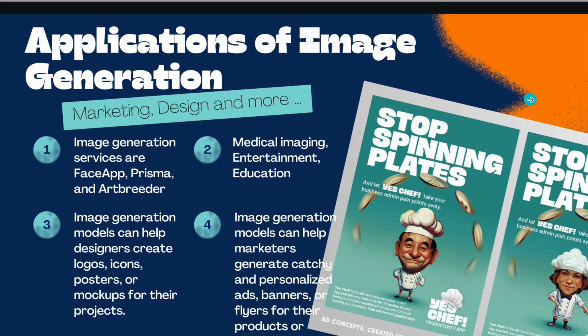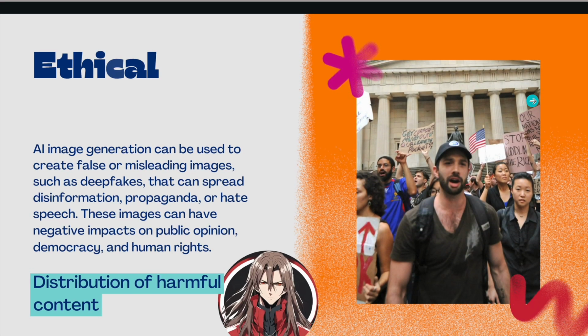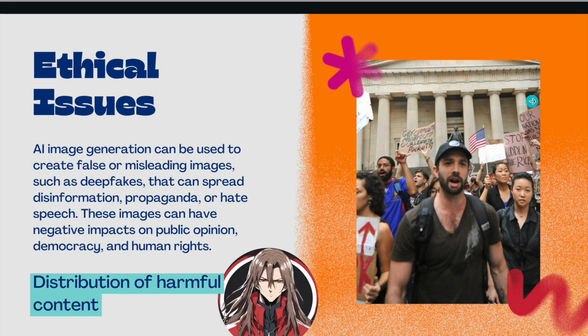Ethical issues. Image generation is a powerful and creative technology that has the potential to revolutionize many fields and industries. However, it also poses some ethical and social challenges, such as distribution of harmful content. AI image generation can be used to create false or misleading images, such as deepfakes, that can spread disinformation, propaganda, or hate speech. These images can have negative impacts on public opinion, democracy, and human rights.